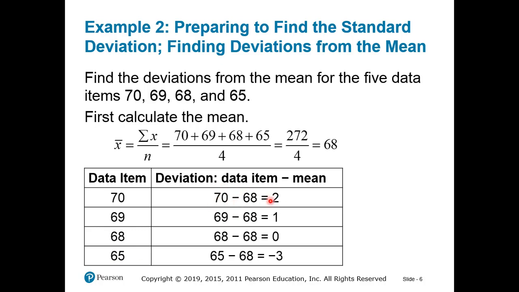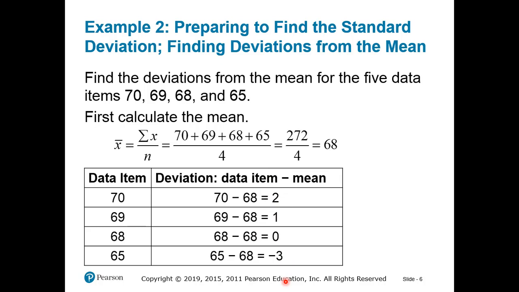So this deviation is 2, this deviation is 1, 0, and then negative 3. It's negative because it falls below the mean. These are positive because they fall above the mean. And this is 0 because it is equal to the mean. So you can have positive deviations and you can have negative deviations.